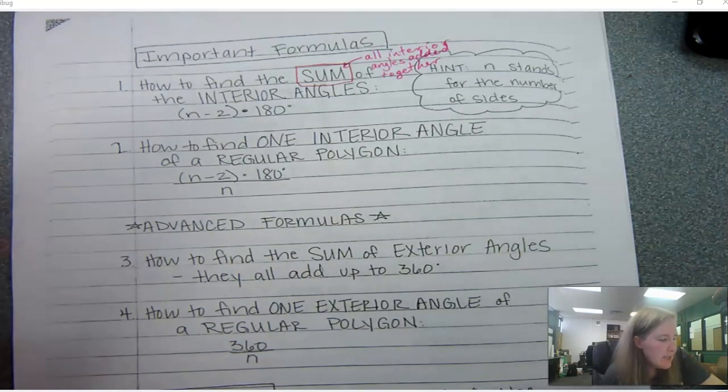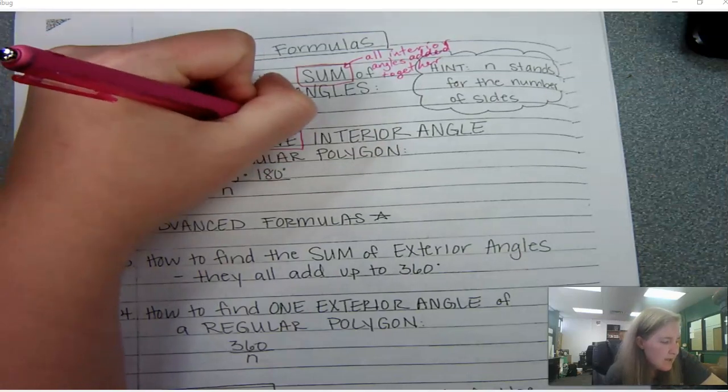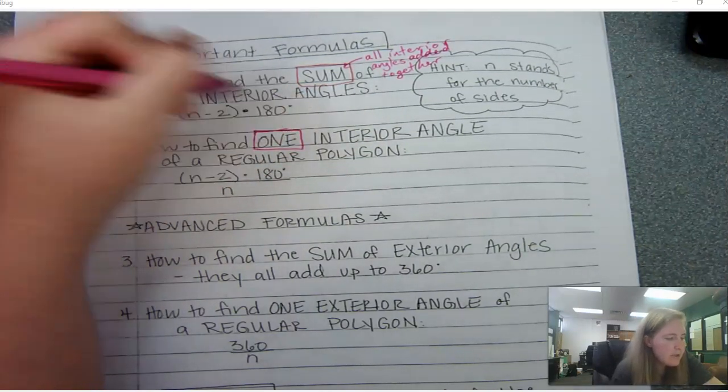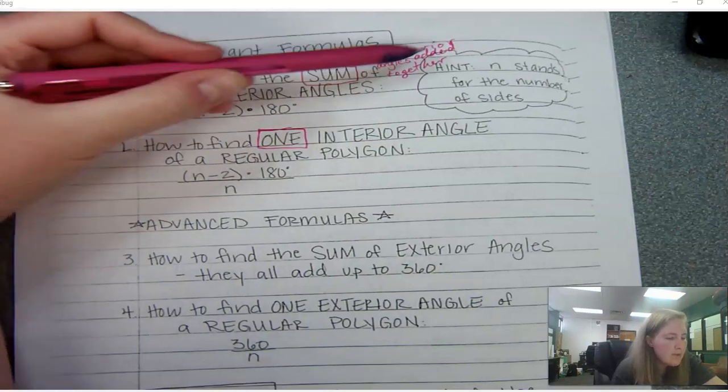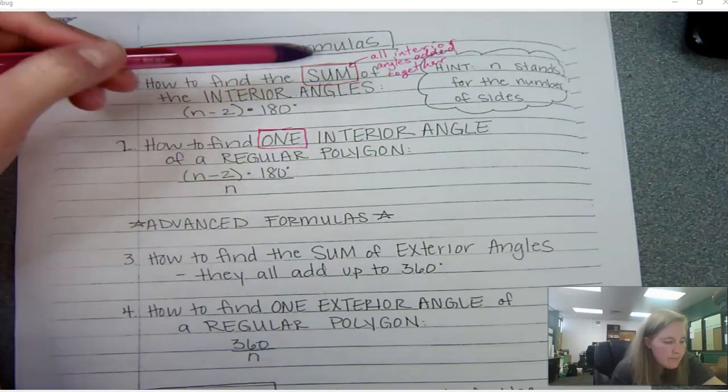All right, this one is how to find one interior angle. So notice before it was all of the interior angles added together.